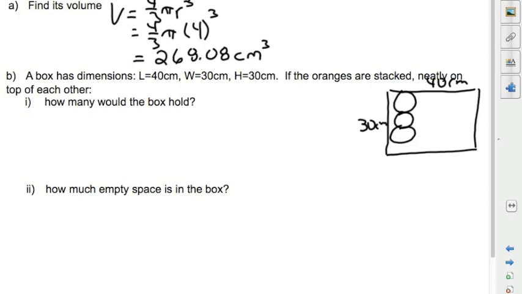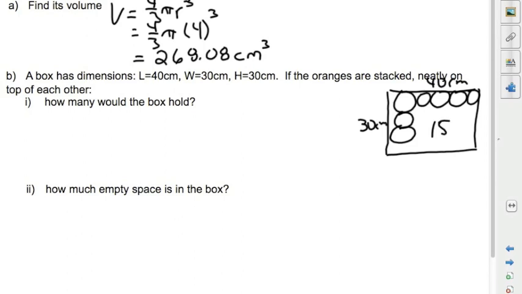How about across? How many can we fit across? 5. Yeah, it'll fit 5 perfectly, because 8 divides into 40 by 5 perfectly. So how many oranges can we fit into one layer? 3 times 5, 15. Yeah, so we have 15 oranges in one layer.